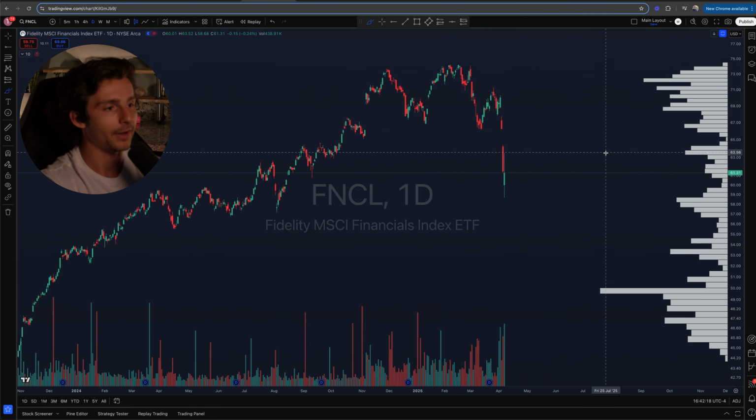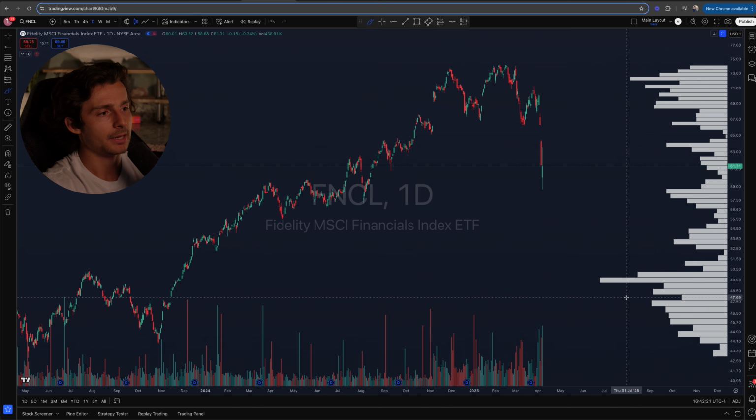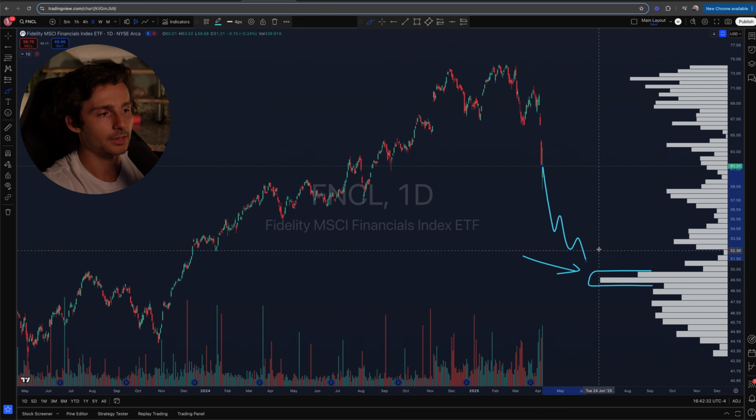Okay, volume profile. As I zoom this out, what I'm noticing is down here in the volume profile, around $49 to $50, a very strong area where we call a volume node. If we were to come down to this area, I would be very curious to see if we had a bounce or a reaction at that point. So that's a key level in my book.